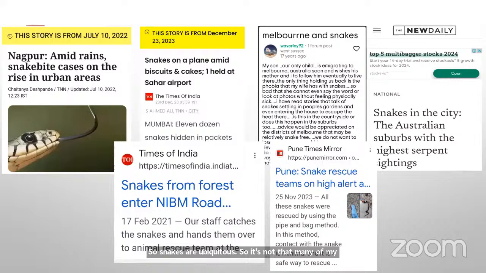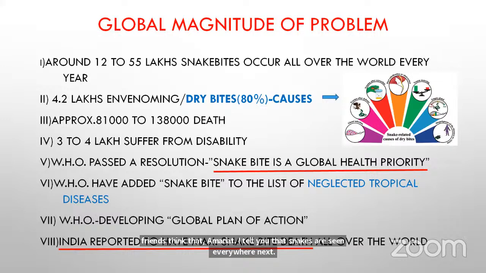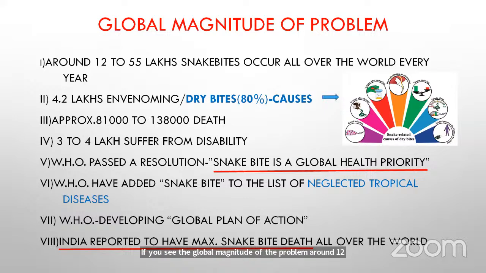I tell you that snakes are seen everywhere. Next, madam. If you see the global magnitude of the problem, around 12 to 55 lakh snake bites occur all over the world, and around 4.2 lakh envenomings occur because 80% are dry bites. Now, this concept is very important, that there is something called a dry bite.